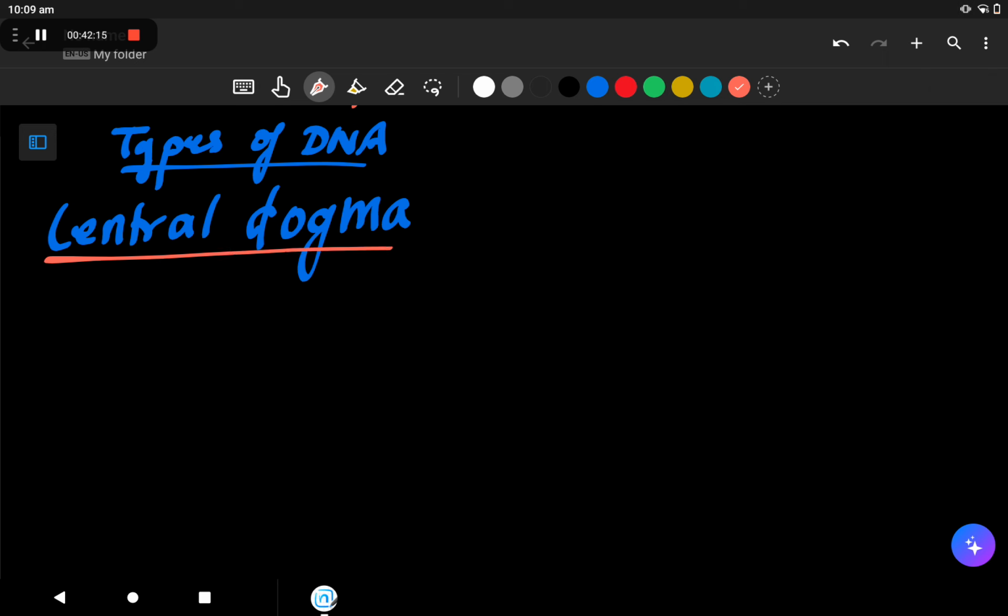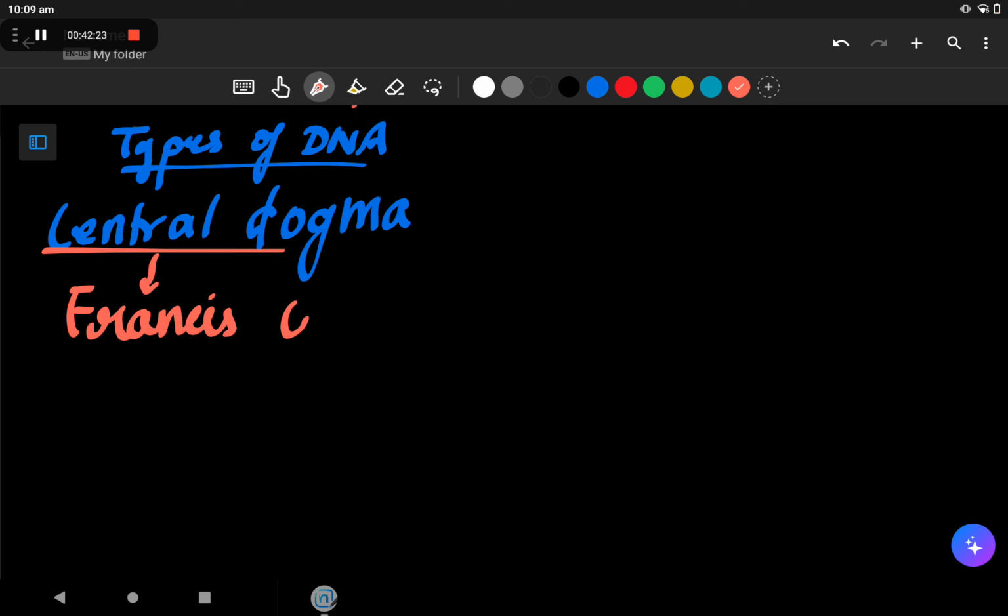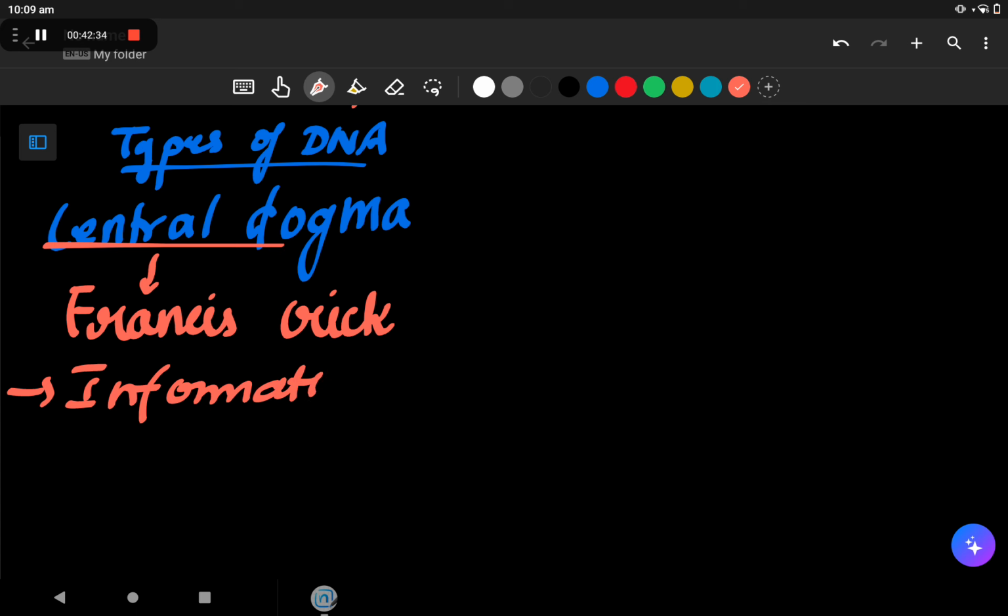Central dogma. It is a theory, and that is what we are going to see now. Who proposed the central dogma? It is Francis Crick. He proposed the central dogma of molecular biology. It represents a scheme of how the information flows. This is how it will flow.